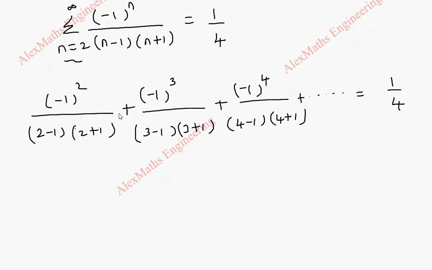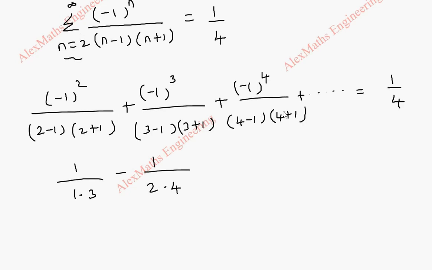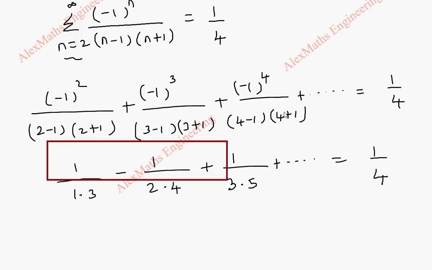So now this will become 1 by 1 into 3. And this will become minus 1 by 2 into 4. So next will be plus 1 by 3 into 5 plus dot dot dot, we get 1 by 4. So this is the expression we are getting.